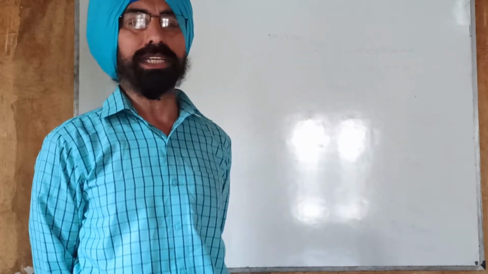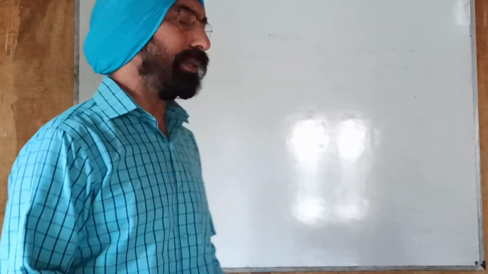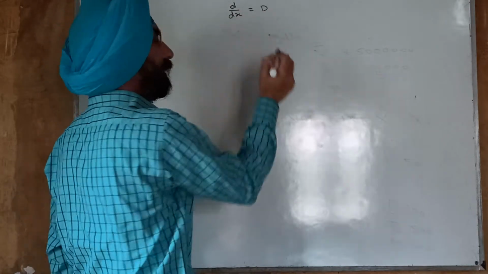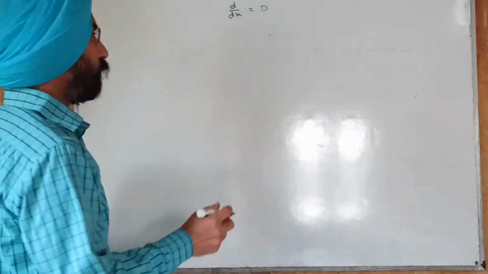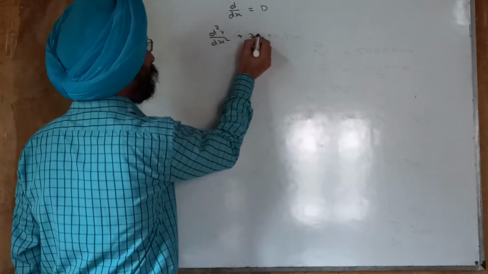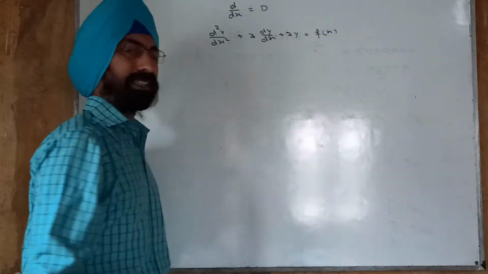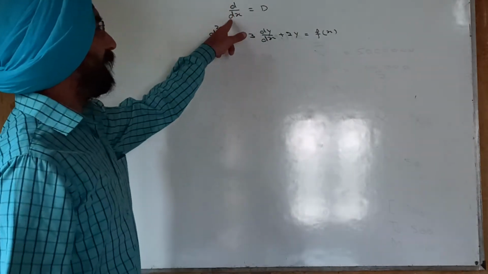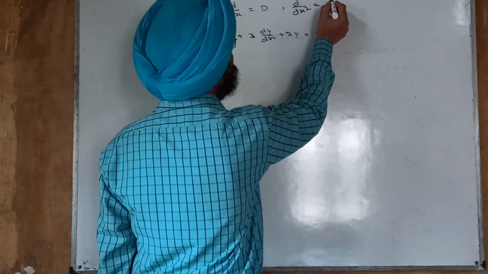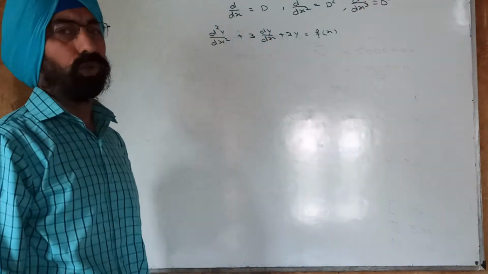Now we move towards the next topic, that is linear differential equations with constant coefficients. In this chapter we will denote d/dx by capital D. Suppose an equation is d²y/dx² + 3 dy/dx + 2y = some function of x. Then d/dx will be denoted by D, the second derivative d²/dx² will be denoted by D², d³/dx³ will be denoted by D³, and so on.